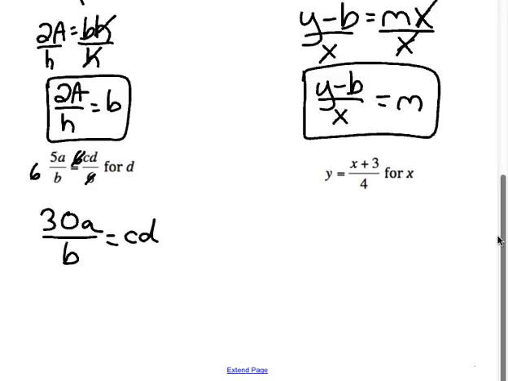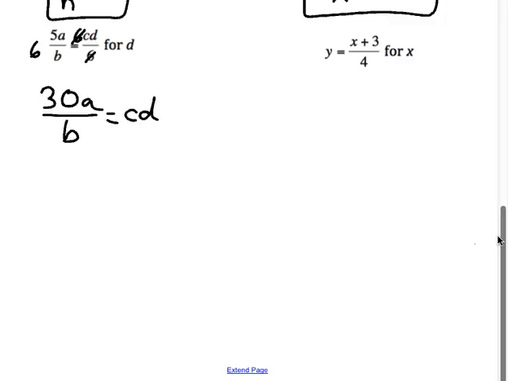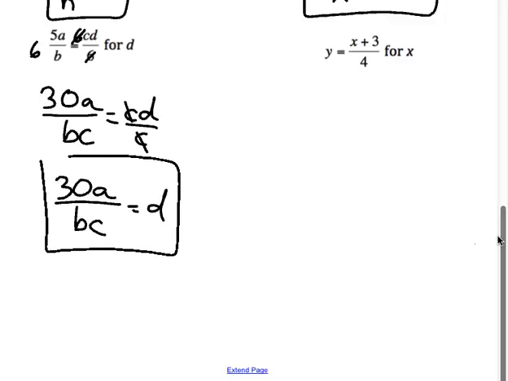Now if you notice, the D is still being multiplied by C. So let's divide by C. Now when I divide by C and it's already a giant fraction, I'm just going to include it down on the bottom. Dividing by C, it's just going to put it on the bottom of the other side. And now I have something that is completely solved for D.